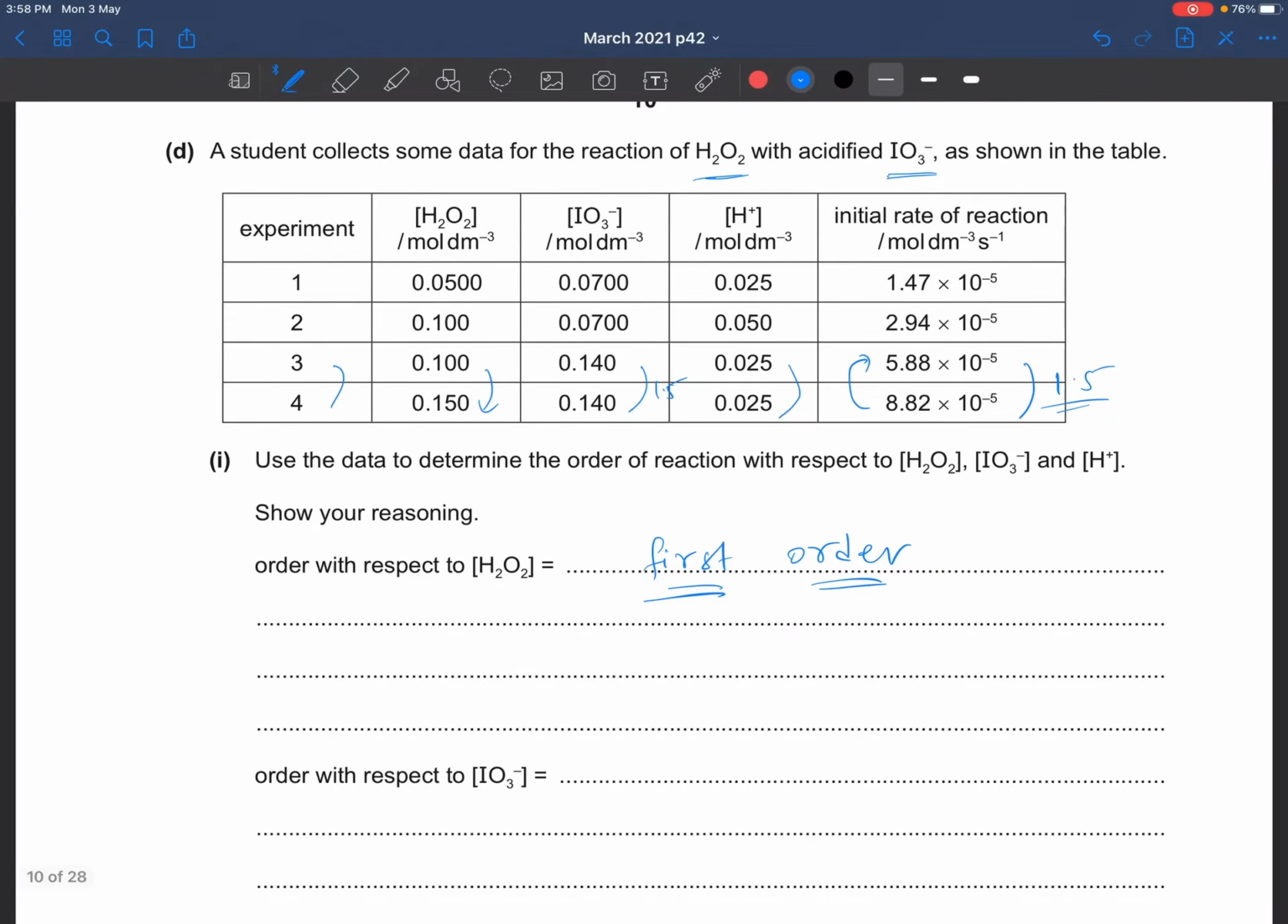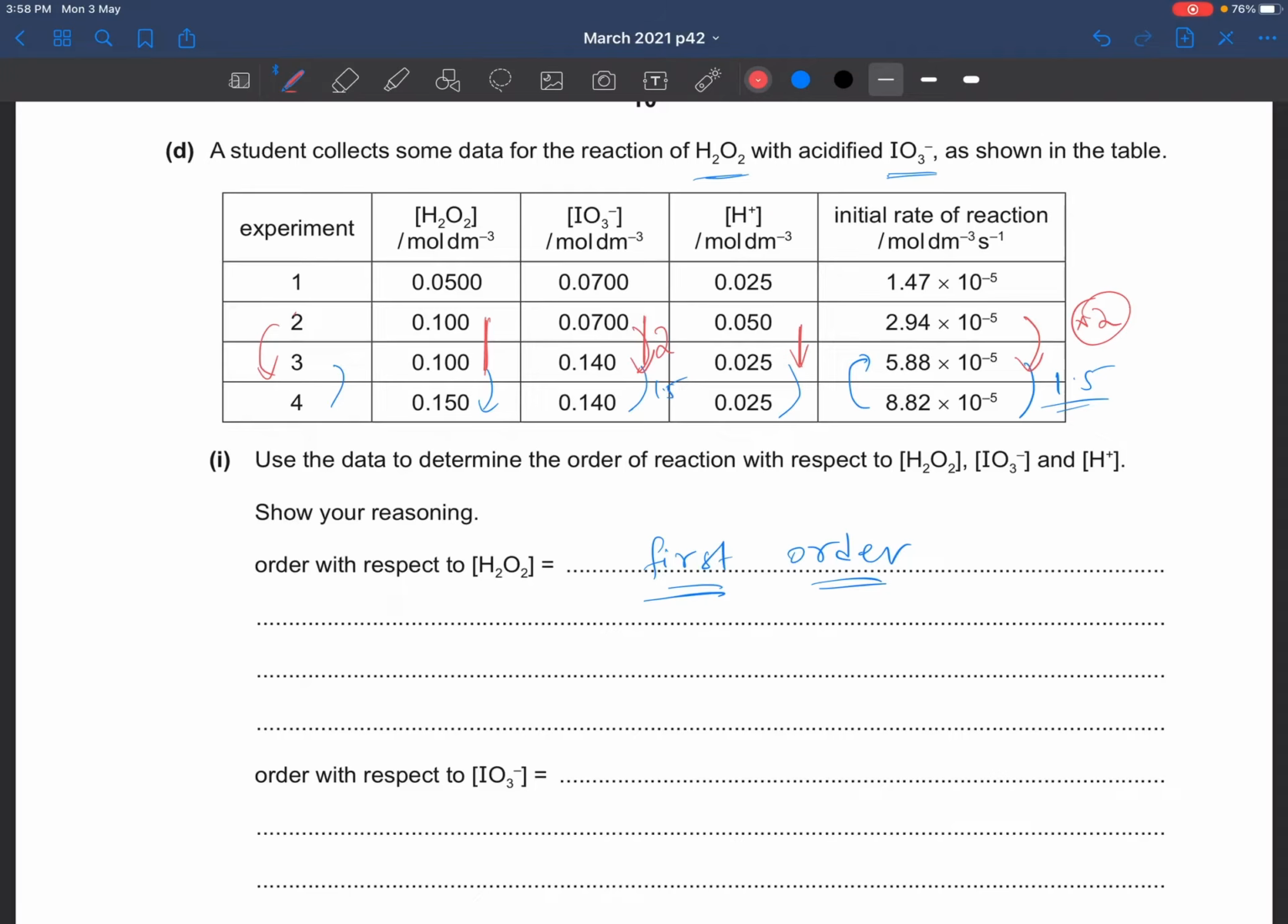minus, we can take which two reactions? Let's take reaction 2 and reaction 3. In reaction 2, this is fixed, this is not changing. IO3 minus is changing and this H plus ion concentration is changing, right? So if we double the concentration of IO3 minus, the rate also gets doubled, right? And as you can see, the H plus ion concentration is decreasing and there is no impact on the rate.